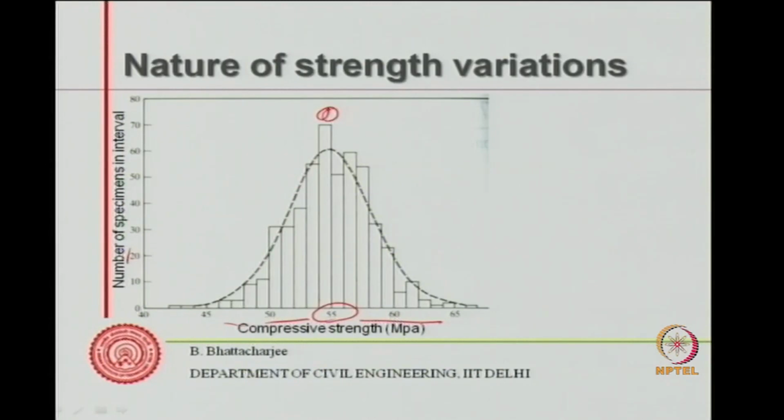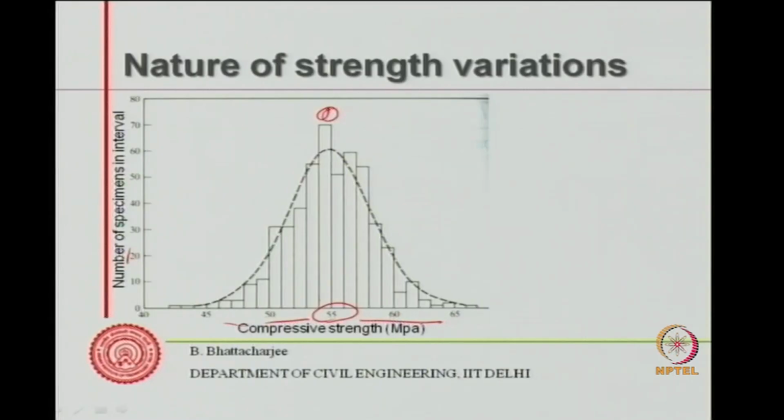Even in the same mix, the mixing procedure itself could add to variations. The first 15% of the discharge from a mixer machine may not be exactly the same as the last 15% of the discharge from the same mixer machine. So therefore, there is a kind of strength variation that could occur because of mixing.